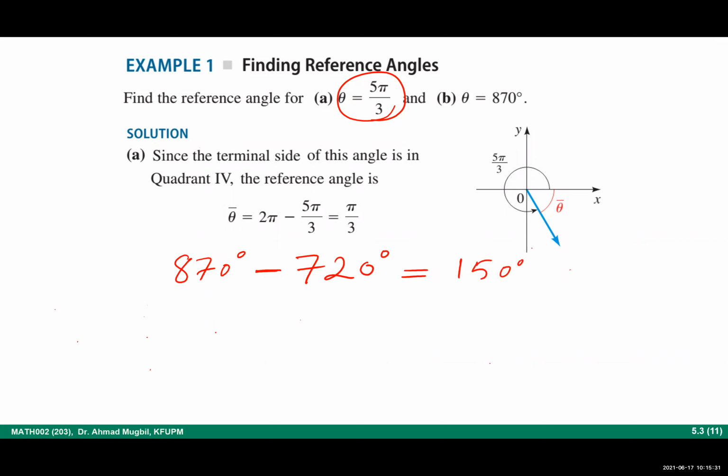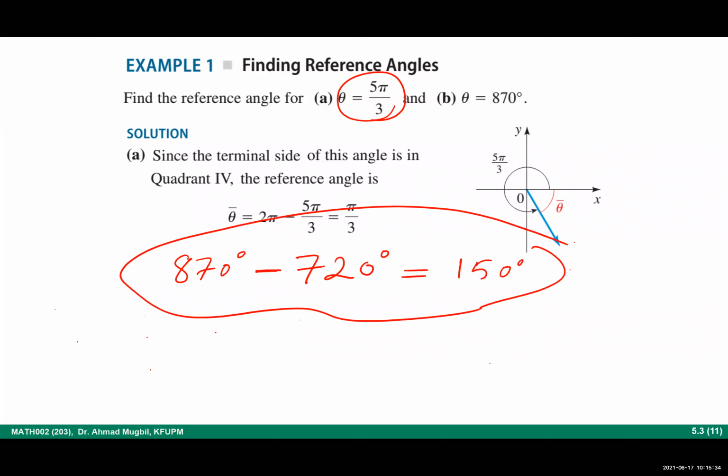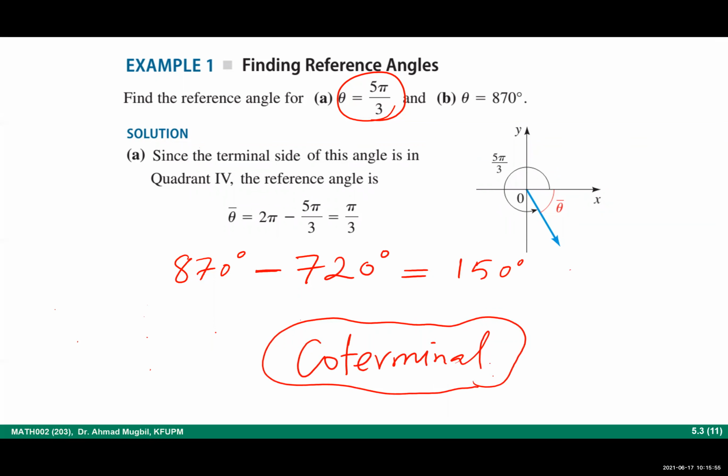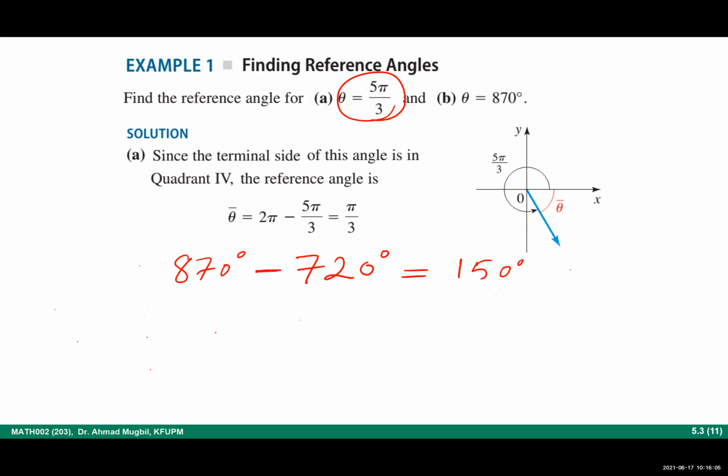What is this? This is a process, it has a name. What did we do here? A reference point? No, this is not the reference. This is co-terminal. Yes, this is co-terminal. If we have an angle that is greater than 360 or less than 0, we need first to find the smallest positive co-terminal angle with that angle. So this is the smallest positive co-terminal angle, theta. So we canceled the rotation.